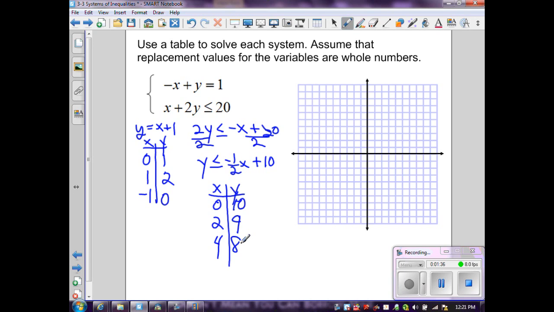Let's graph both of these. My equation first, 0, 1, 1, 2, and negative 1, 0. Since that's an equation, I definitely use a solid line.